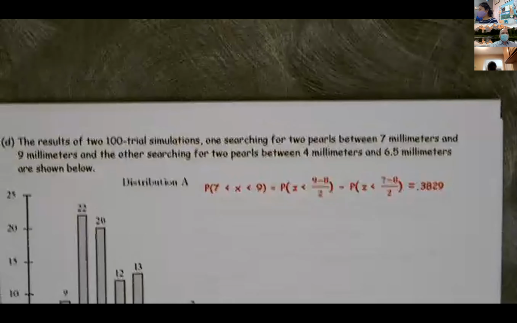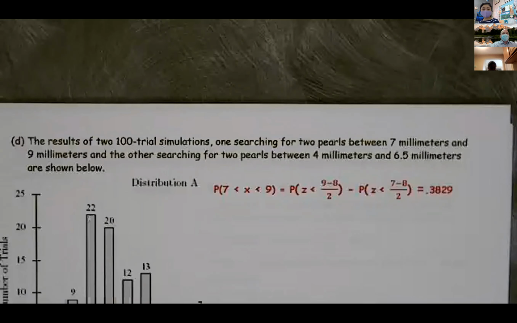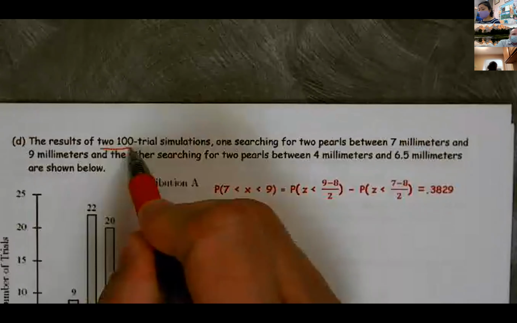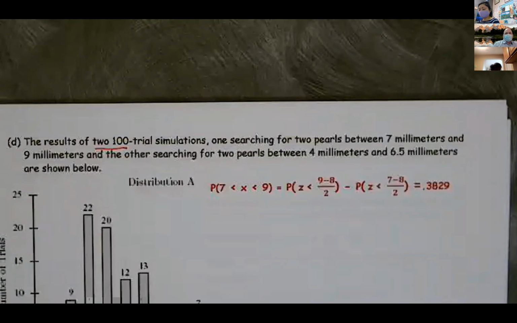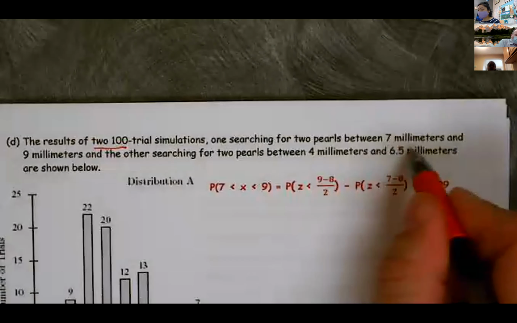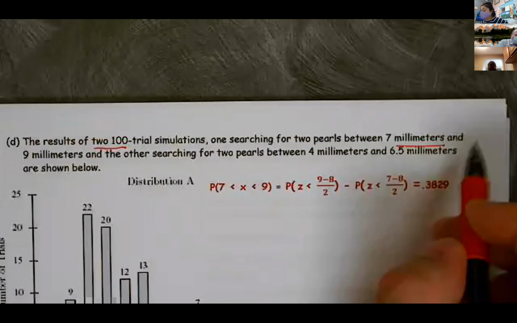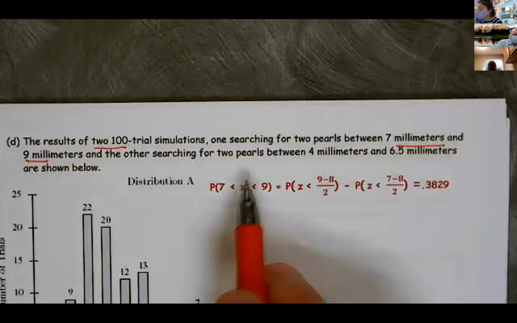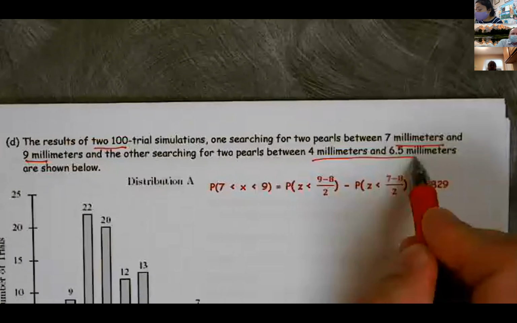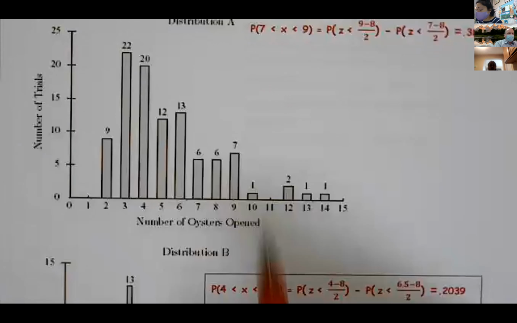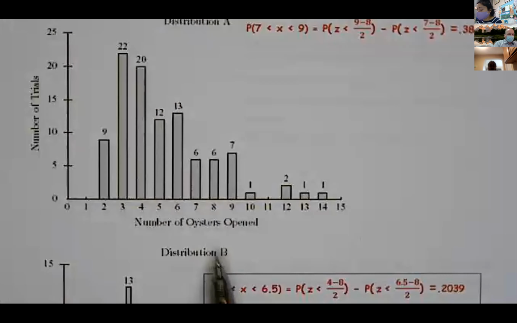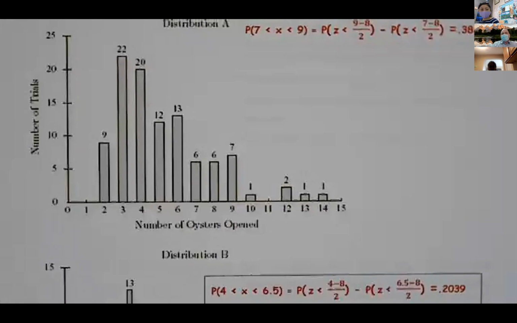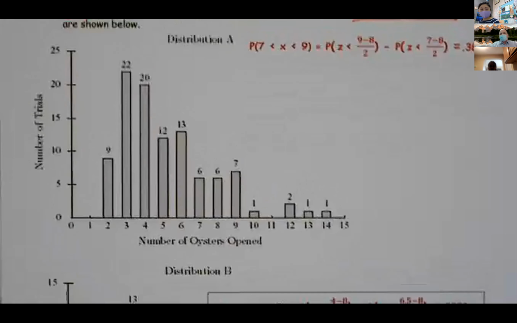Okay, so part D, the same question. The results of 2 100 trial simulations. So they're going to show us 2 100 trial simulations. One researching for pearls between 7 millimeters and 9 millimeters, and the other between 4 and 6.5 are shown below. So we have distribution A and distribution B, and they ran those and they gave us these graphs.